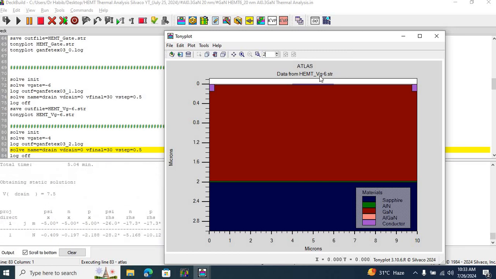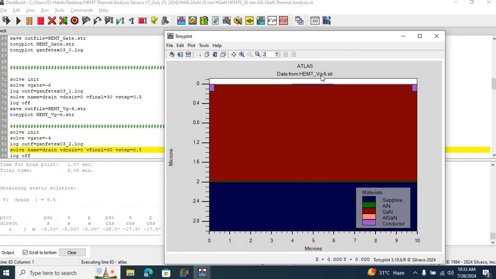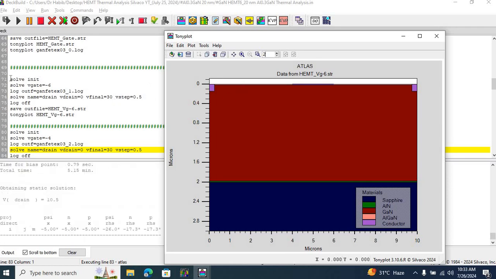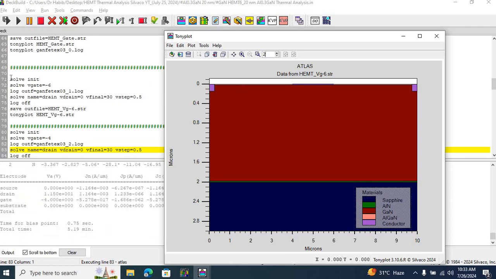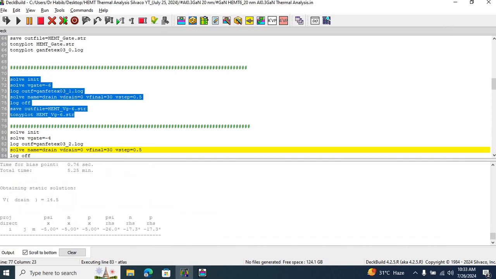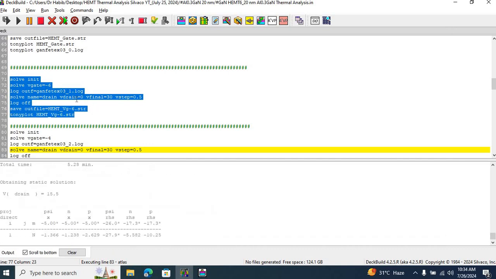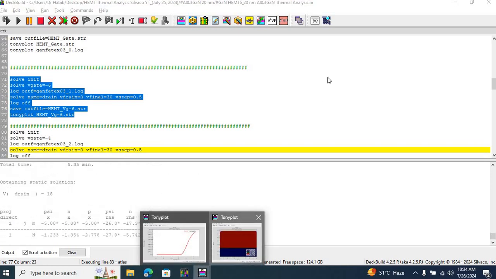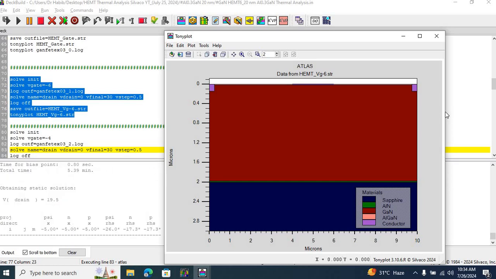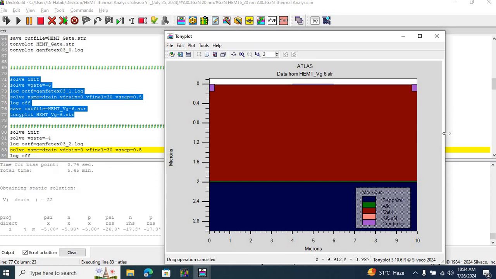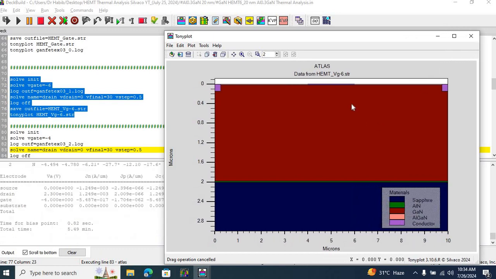Now here is the structure at a gate voltage of minus 6 volts. This structure comes from this section of the code over here, where my gate voltage is minus 6 volts, and I'm sweeping the drain voltage from 0 to 30 volts. So there are some crucial things which we can look at.